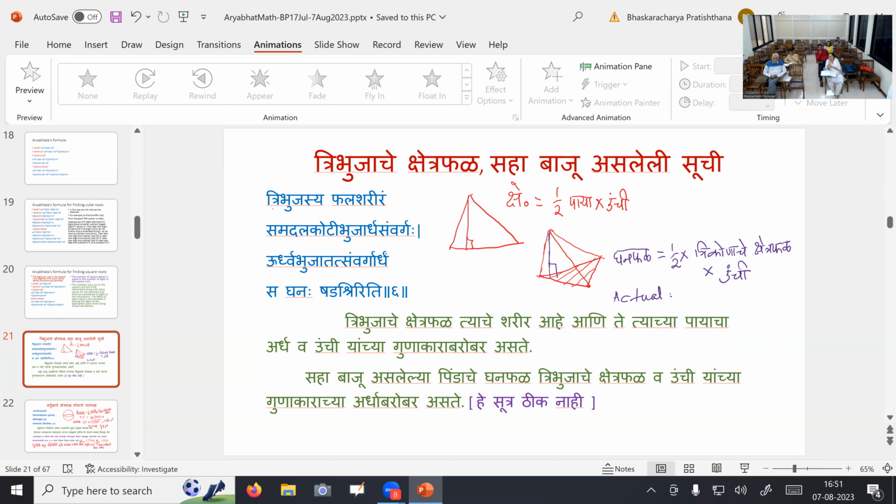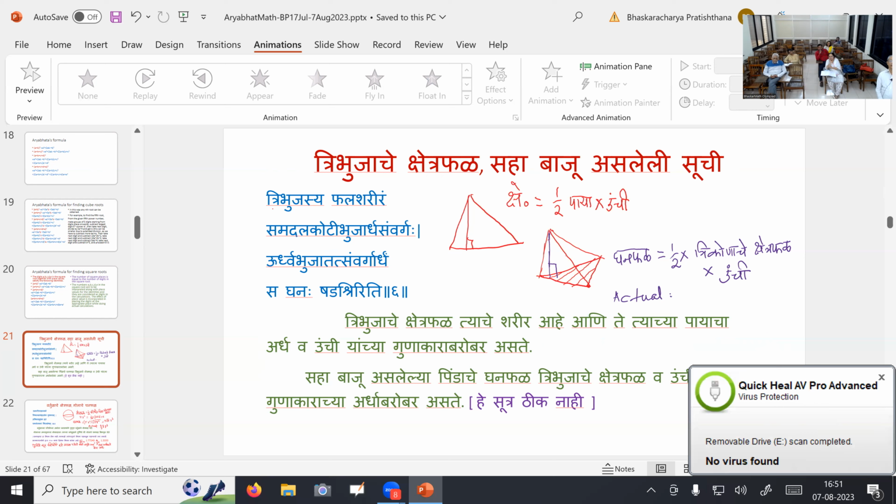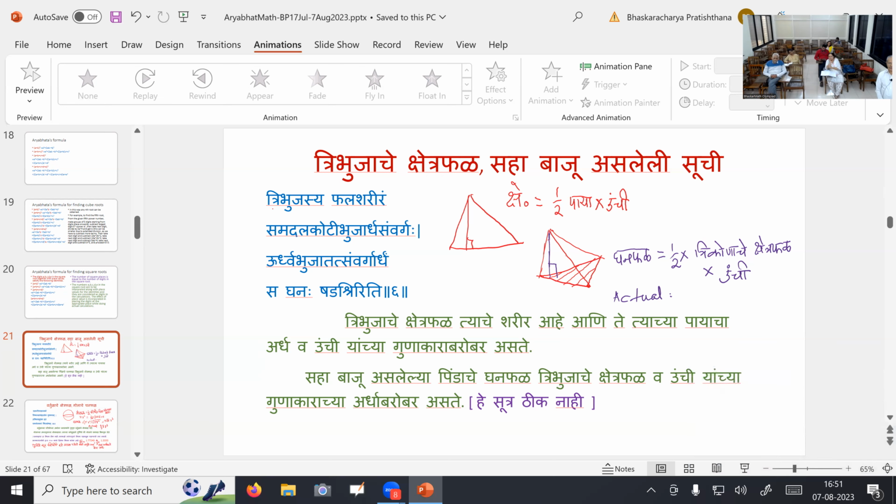Samadala koti bhujardha samvargaha. So koti is to be considered as height, and bhuja is one side, that is the base, and ardha is half. So half base into height. Samvarga is multiplication, bringing them together by multiplication. Sama is equal to samadala. Now dala, I do not know exactly how you will translate. Bhuja is one of the sides of the triangle, so bhuja should be understood. Koti is height.